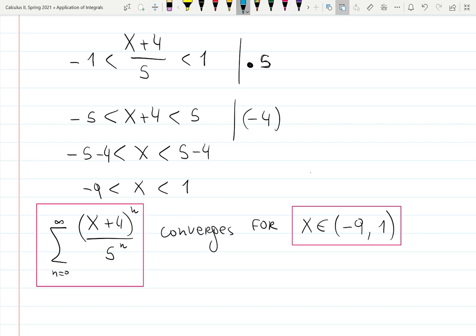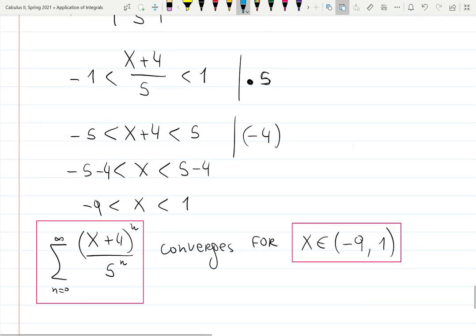You can check, basically, if you take 0, for example, which belongs to the interval from minus 9 to 1, and plug it in here, it will be (4 over 5) to the n. 4 over 5 is less than 1, so the series converges. Or let's try minus 8. Minus 8 plus 4 is minus 4. Minus 4 over 5 by absolute value is still less than 1. So it converges. And that's all you need to know.